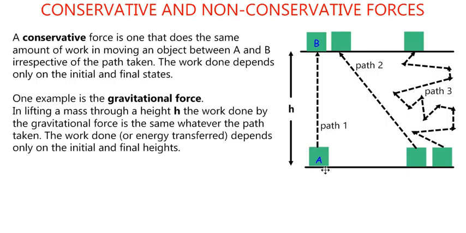In lifting a mass through a height h, the work done by the gravitational force is the same whatever the path taken. You can go through path 1, or you can take path 2 to get through the same height change, or you can go through path 3, which is something like this, to get through the same height change. The work done, or the energy transferred of course, depends only upon the initial and the final heights, the height change, and not on the path taken.